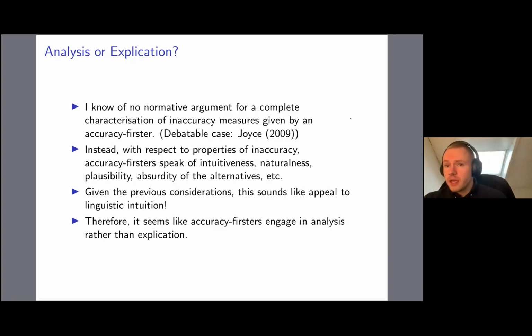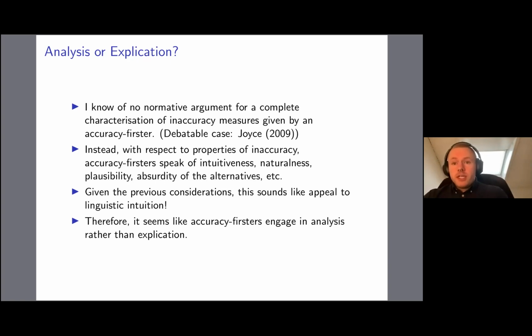And here's the thing. I know of no normative argument for a complete characterization of inaccuracy measures given by an accuracy firster. There are such arguments, no doubt. Actually, they've been around for a really long time, but not given by accuracy firsters. A debatable case might be Joyce's 2009 paper, but I don't think Joyce is or ever has been an accuracy firster. So I don't think that counts, but that's debatable maybe.